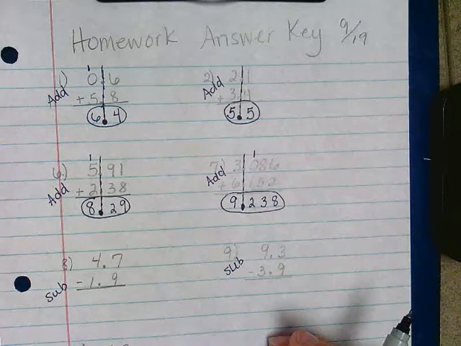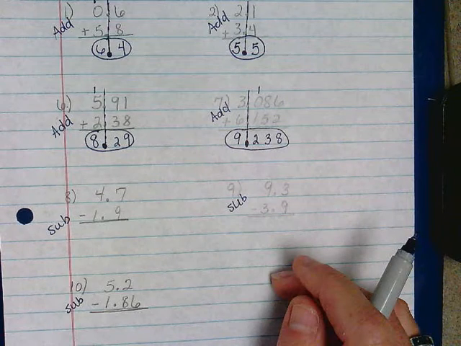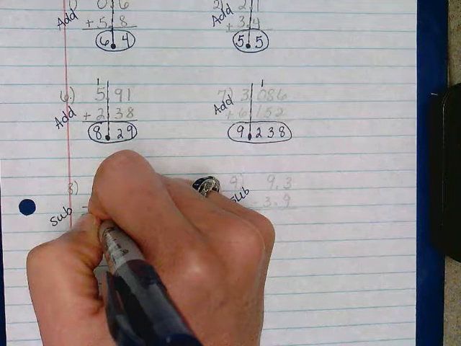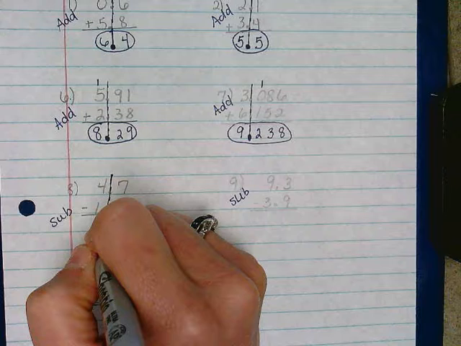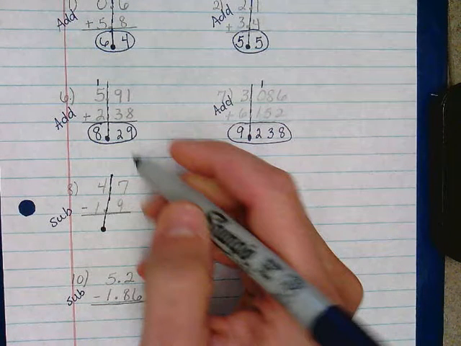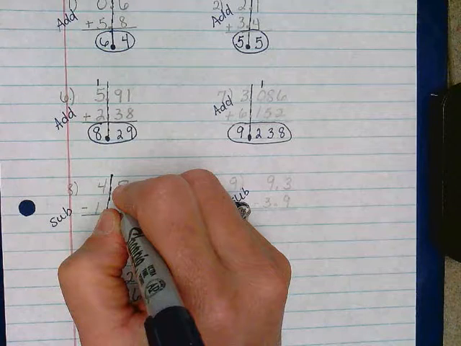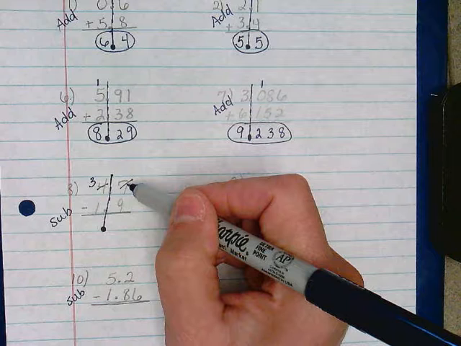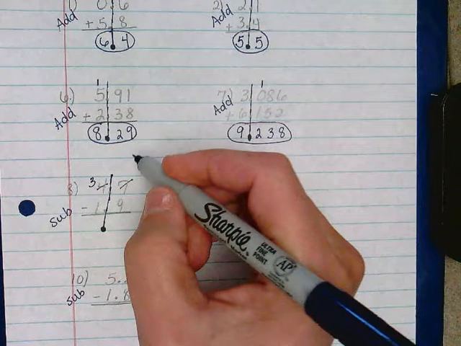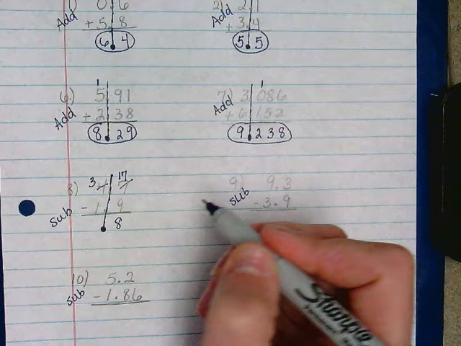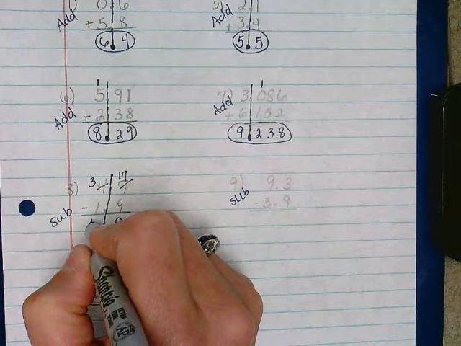Number 8 is a subtraction problem. Again, as always, line the decimals up, drop your decimal straight below. 9 cannot be subtracted from 7, so I'm going to have to do some borrowing. 4 now becomes 3. I'm adding 10 ones to 7, so 7 plus 10 becomes 17. 17 minus 9 is 8. 3 minus 1 is 2. My answer is 2.8 or 2 8/10.